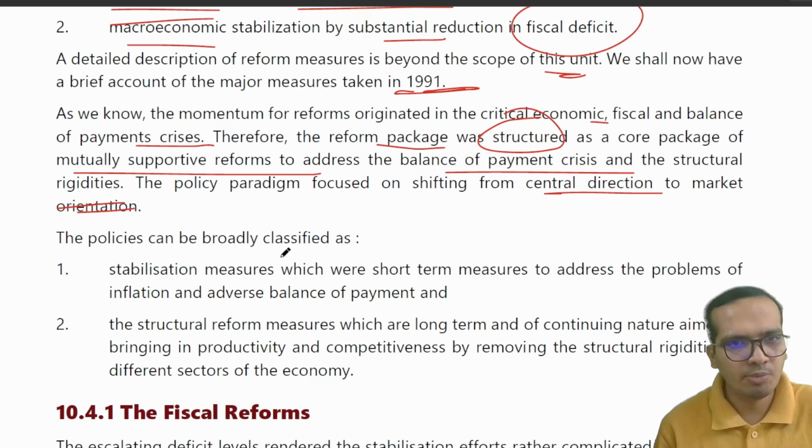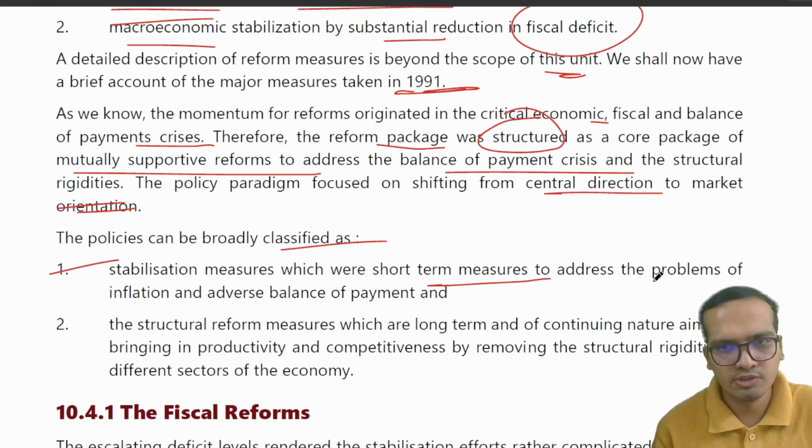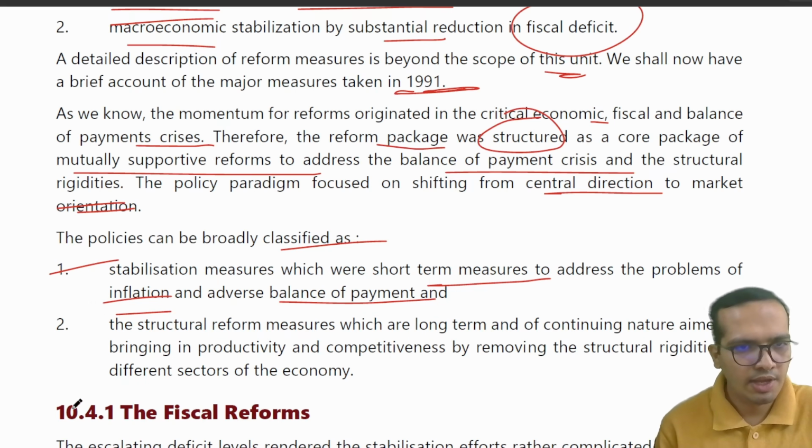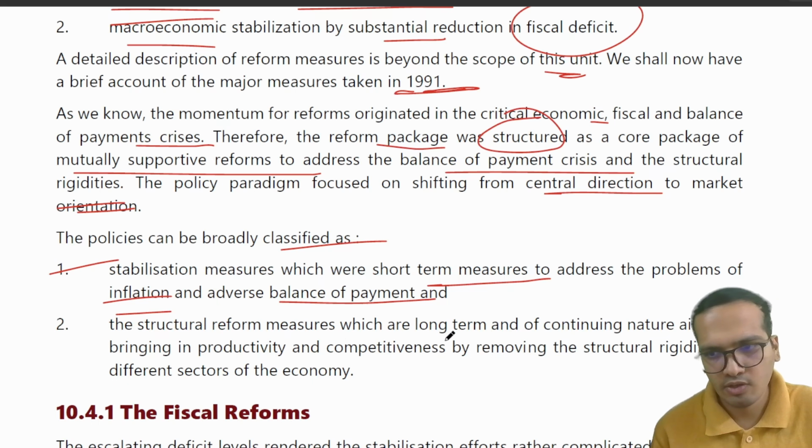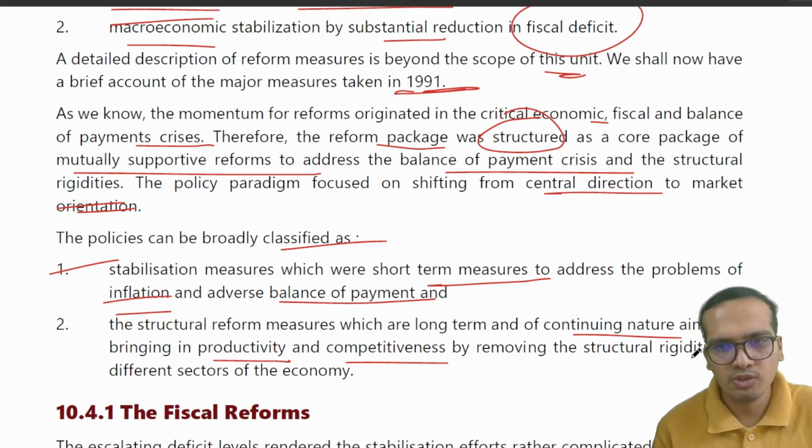The policies can be broadly classified as first, stabilization measures, which were short term measures to address the problem of inflation and adverse balance of payment, and second, the structural reform measures, which are long term and of continuing nature, aimed at bringing in productivity and competitiveness by removing the structural rigidities in different sectors of the economy.